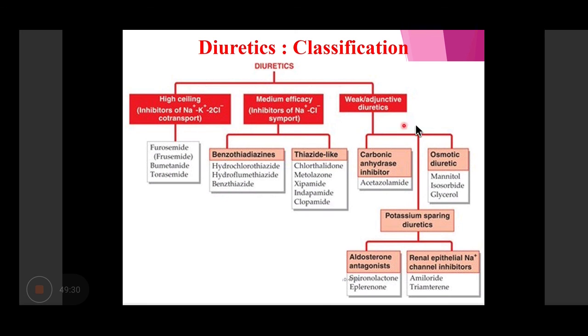And the last class is the weak diuretics. So weak diuretics are those which are acting on the PCT, like carbonic anhydrase inhibitors and osmotic diuretics. You've already studied carbonic anhydrase inhibitors in your ANS class. So acetazolamide, carbonic anhydrase inhibitor, and osmotic diuretics, you have mannitol, isosorbide, and glycerol.